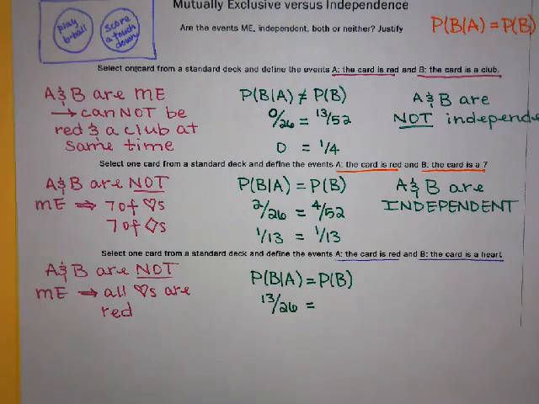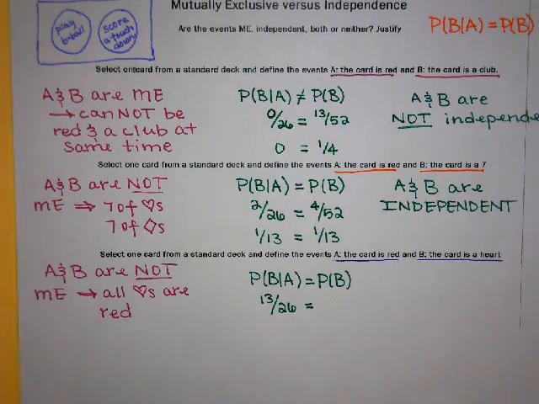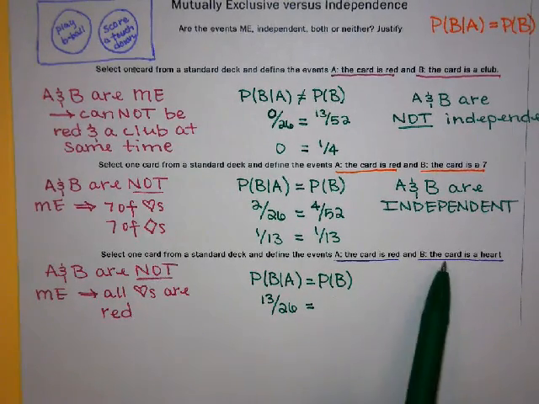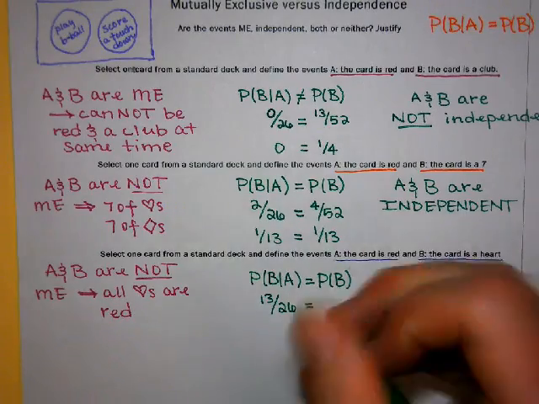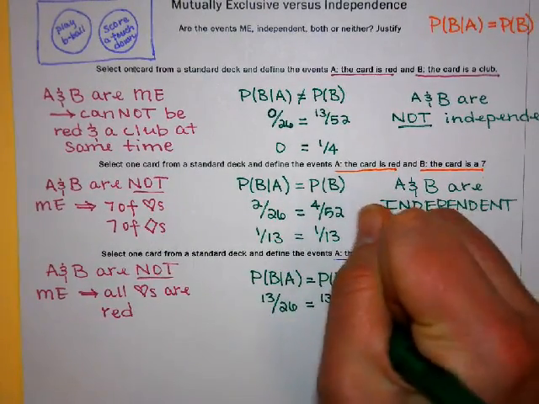And then the probability the card is a heart, well, there are 13 hearts. This time I'm looking at the full deck, not just the red ones, so it'd be 13 out of 52. That right there, we can see they're not equal to one another. So in this case, A and B are not independent.